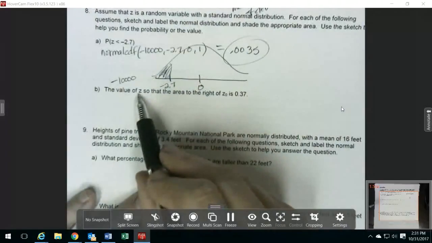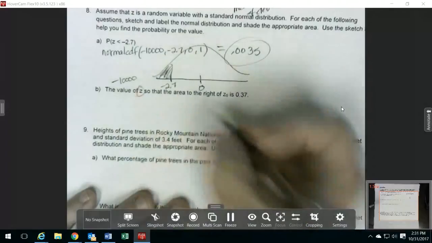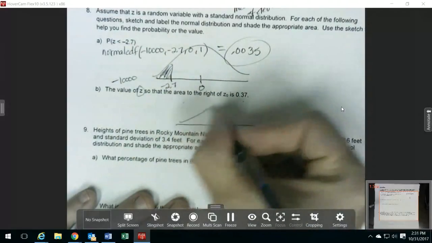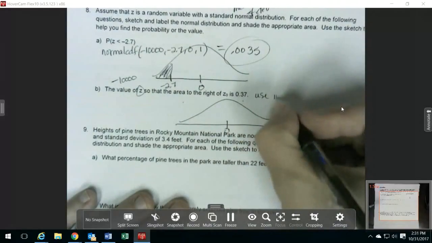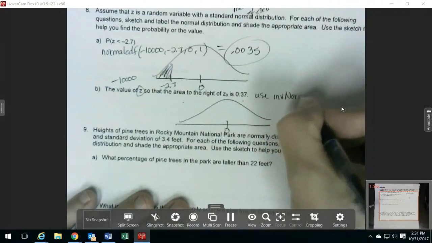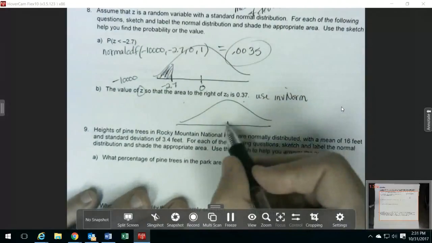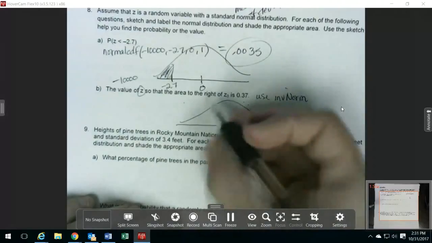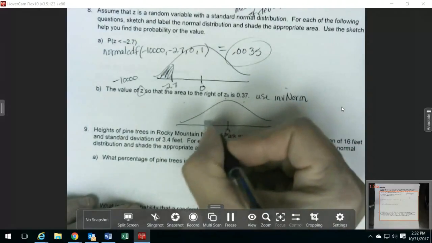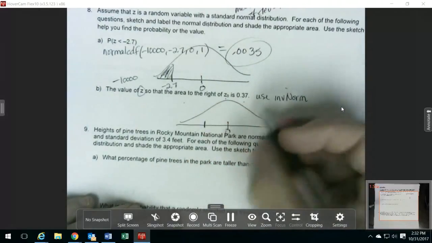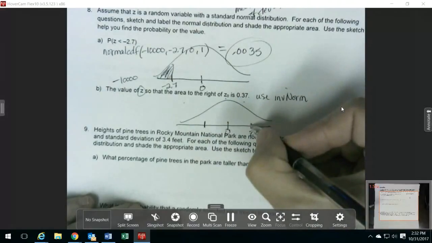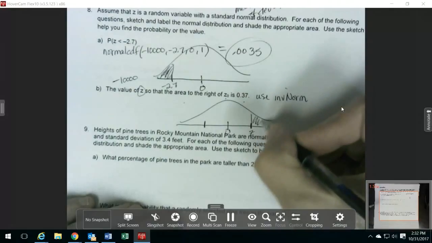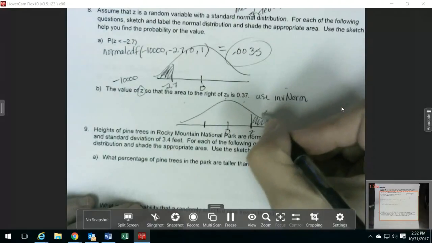Okay, then in this one it's asking for a value of z, and it's giving me an area. So this is the other kind of problem, which means I'm going to use my inverse norm function. So here's my picture. I want to find the z so that the area to the right of it, going this way, is 0.37. So from this number to the right, I want this area to be 0.37.